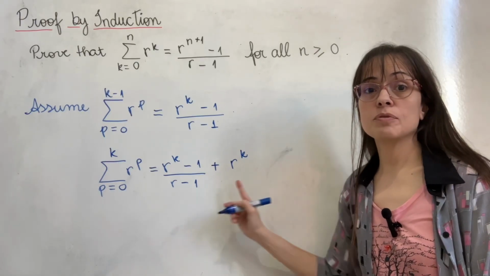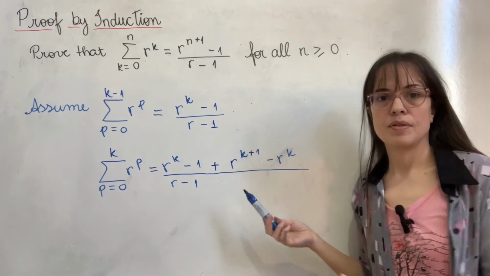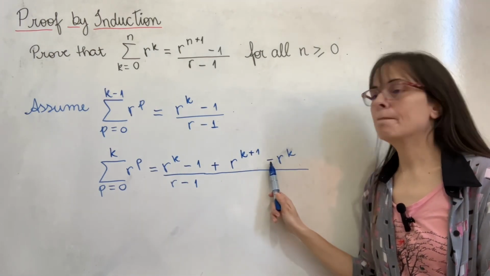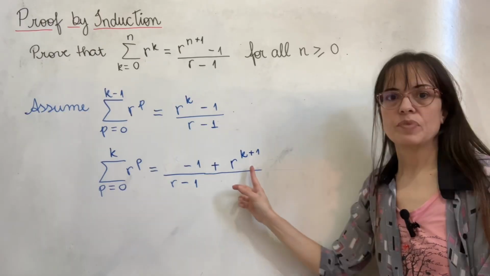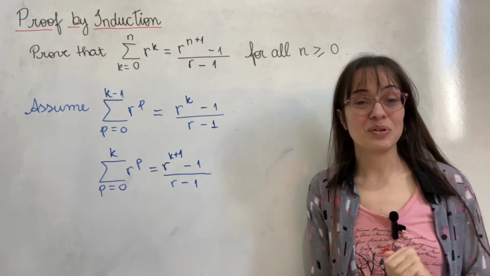Now I need to add both of these fractions and do distributive here. There is a term that is going to cancel, that is r to the power of k minus r to the power of k. And I can just switch the order here to be more organized. And that is what I wanted to prove.